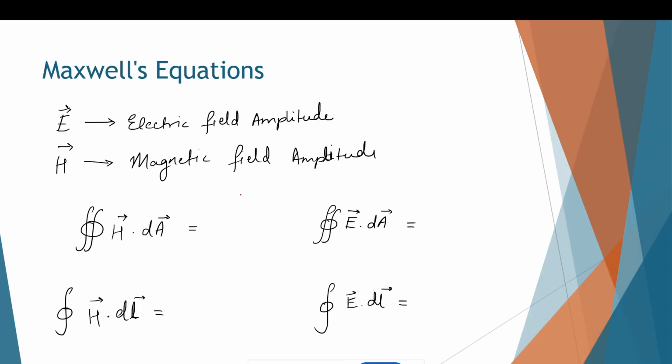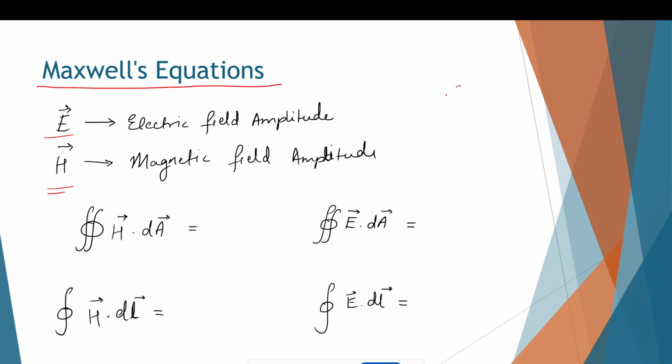The concept of electromagnetic waves came with Maxwell's equations, so let's briefly recap what Maxwell's equations were. Can you help me fill in these equations? The first one is basically, H is my magnetic field amplitude, so basically magnetic field. E is electric field. If I have magnetic field and I take an area integral.